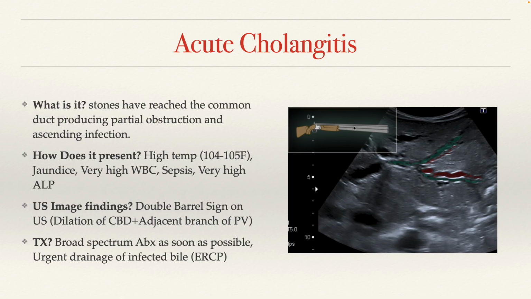Ultrasound might show the double barrel sign, as you can see here, and this just represents dilation of both the common bile duct and the portal vein branch next to it. Treatment starts immediately with broad-spectrum antibiotics. Right away, it's the first thing you do, give your patients broad-spectrum antibiotics, and then do an urgent ERCP. Any delay here can be fatal.